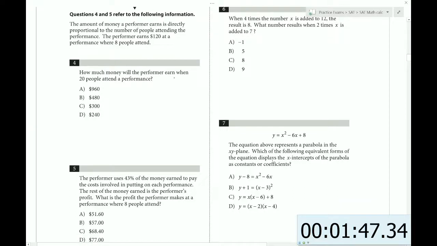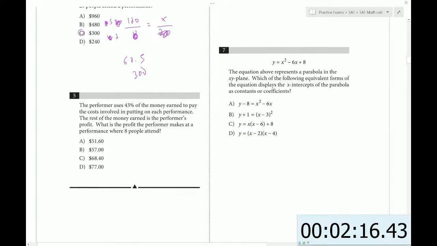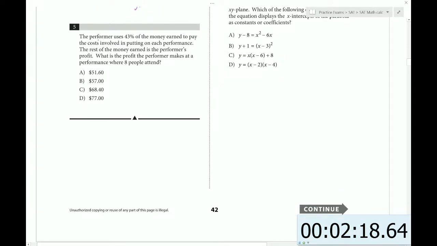All right. How much money will the performer earn when 20 people attend the performance? So the performer earns $120 if it's 8 people. How many dollars if it's 20 people? So we can move the 20 to here. 20 is 4 times 5. And 8 is 4 times 2. So the 4's will cancel. 120 divided by 2 is 60. 60 times 5 is 300. And just to confirm, yeah, directly proportional. Okay, so that validates our use of the proportion.